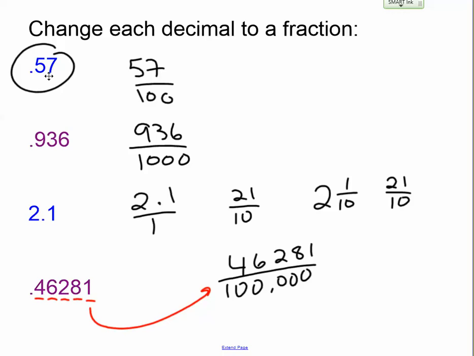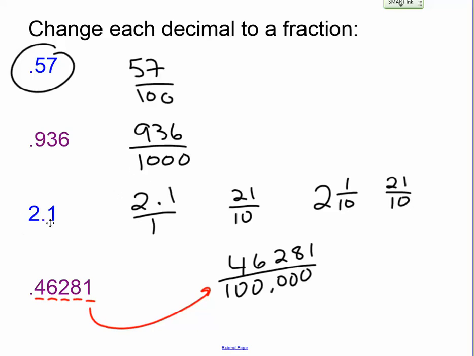So then in your table groups, you practice changing each decimal to a fraction. When you read this, it's 57 hundredths. When you read this, it's 936 thousandths. As a ratio, it's 936 to 1,000.